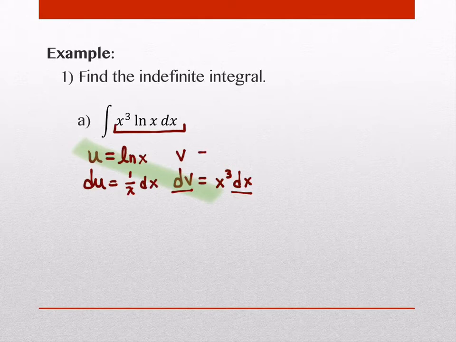When I fill in the right-hand side, I'm given dv, and I need to find v. So how do I do that? I integrate. I take an antiderivative. So what's the antiderivative of x cubed? It would be 1/4 x to the 4th, and we leave the plus c off for now because we'll involve it later anyway. So we don't need to worry about it at the moment. Okay, everybody good so far?